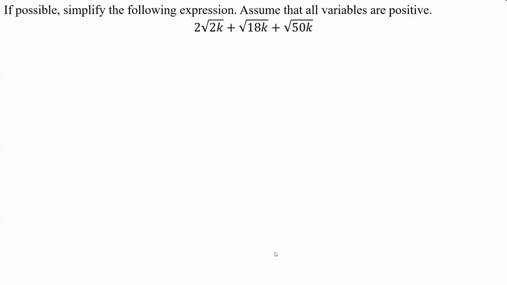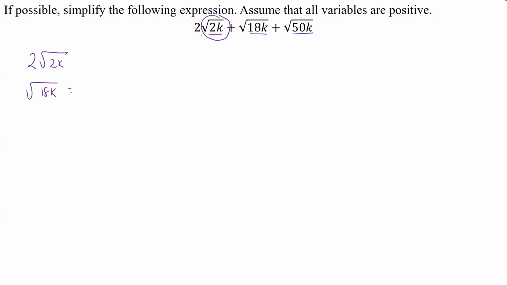All right, so here we're going to be doing the same thing, if possible, simplify. So looking at this, we have a square root of 2K, a square root of 18K, and a square root of 50K. So it looks like probably 2K is as far as we can get down to. So what we'll have is 2 square root of 2K.